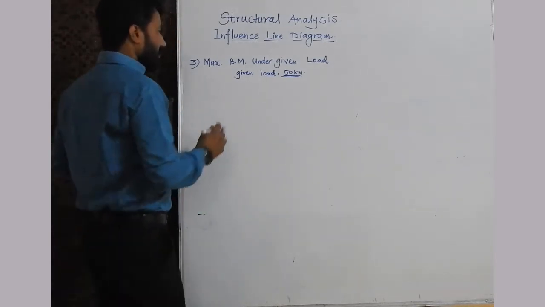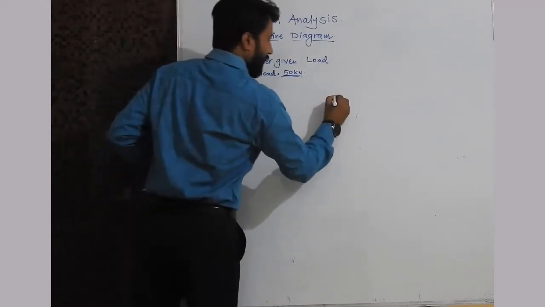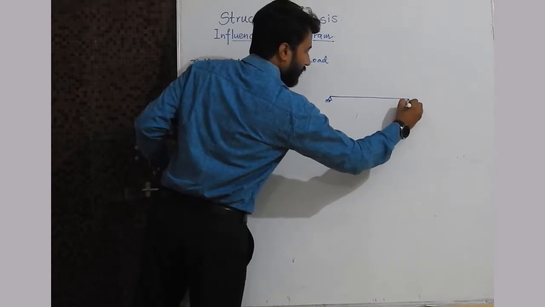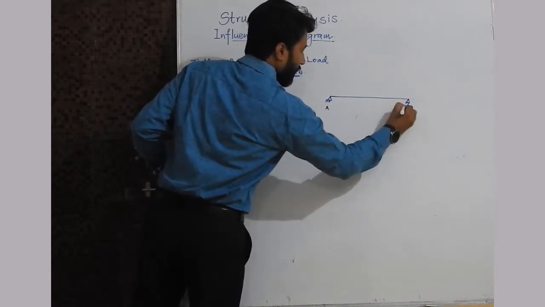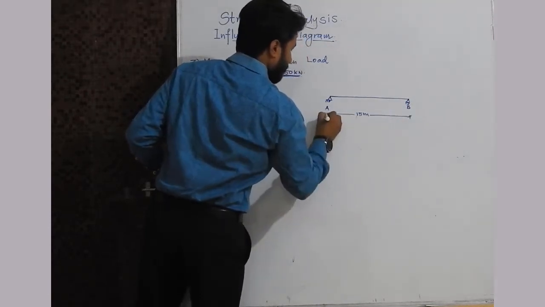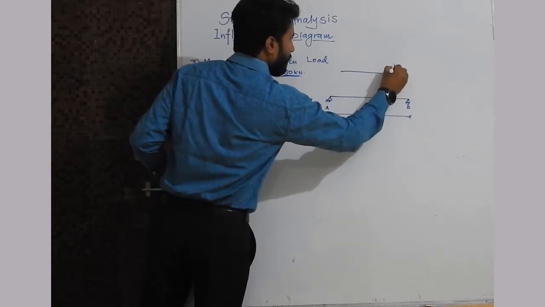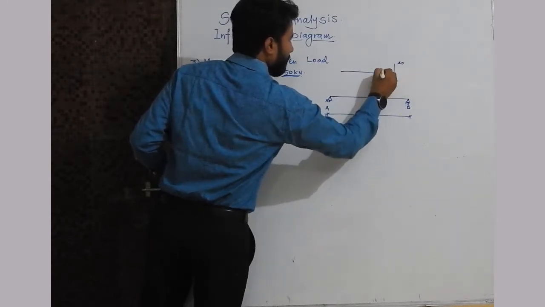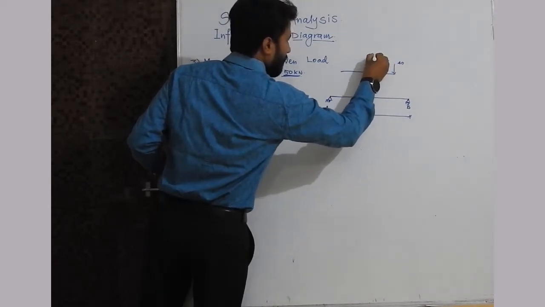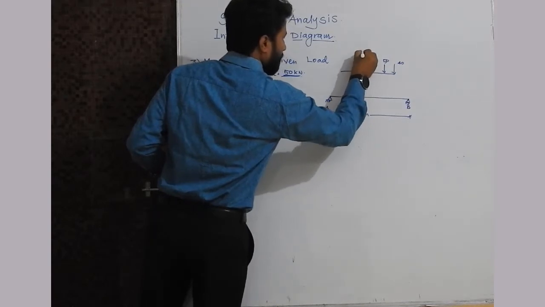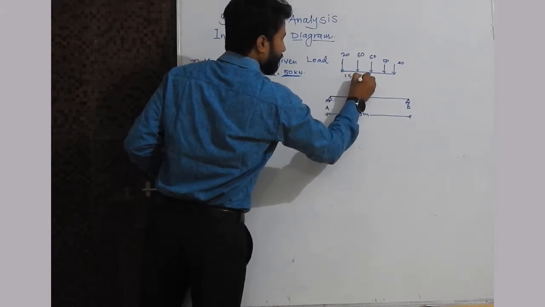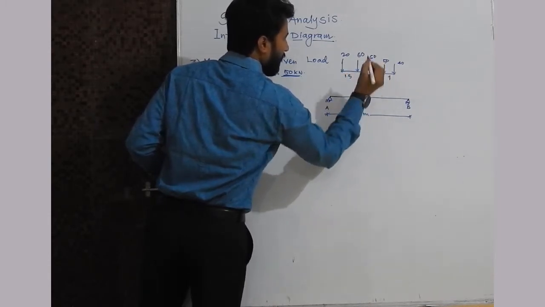So friends, the very first step is to draw the beam. The beam is given as AB, having length 15 meter, and the loads are 40, 50, 60, 60 and 20 at distances of 1.5 meter, 1.5 meter, 2 meter and 1 meter.